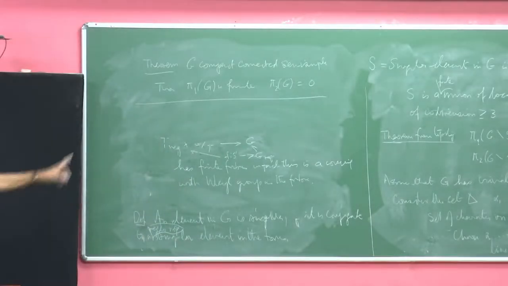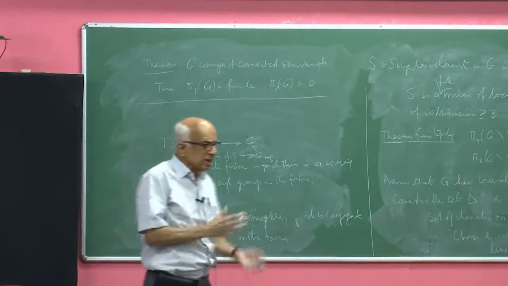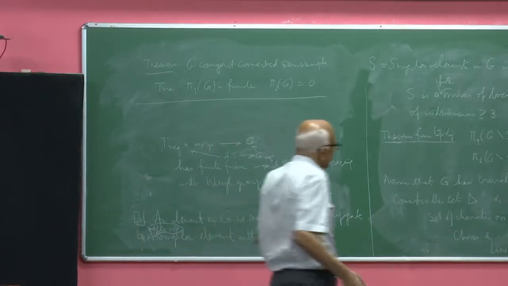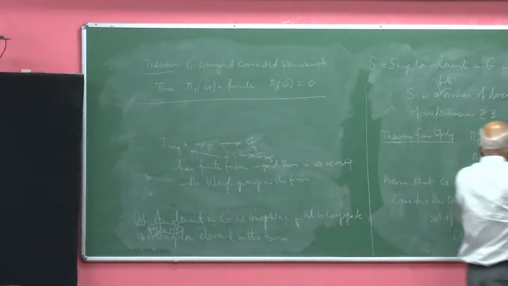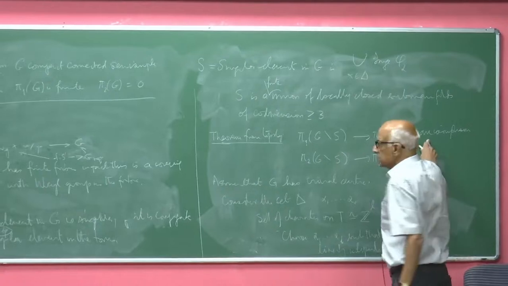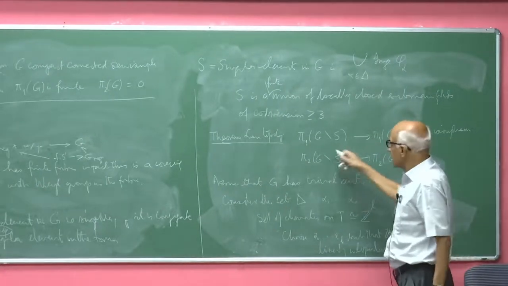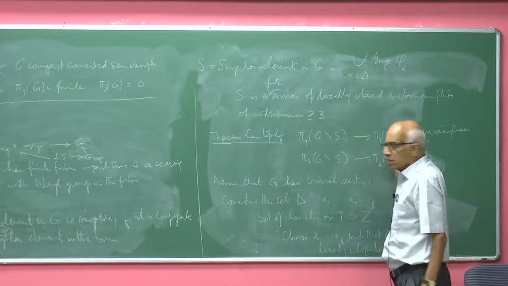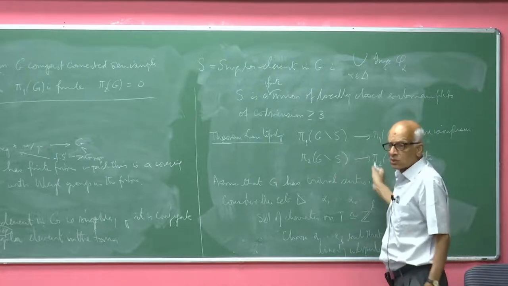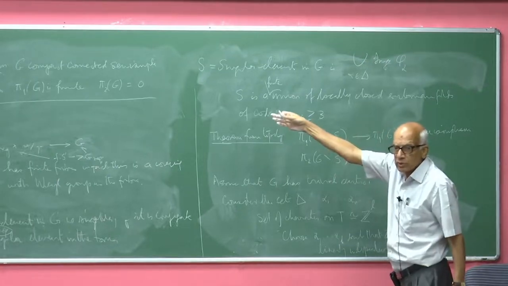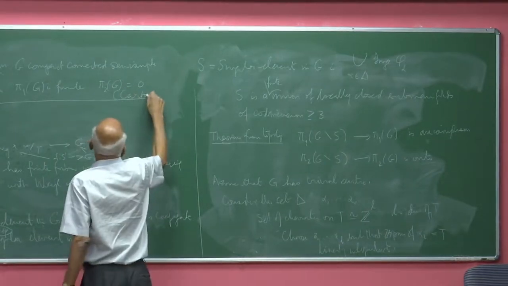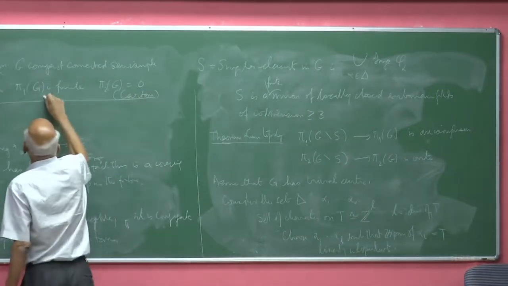The first statement, pi 1 of G is finite, is due to Hermann Weyl. The second statement is due to Cartan. Actually, Hermann Weyl used this argument, that this is an isomorphism, and then Cartan observed, okay, it also works for pi 2 because it's surjective, and so I can calculate pi 2, and pi 2 of G is 0. So this is Cartan and this is Weyl.